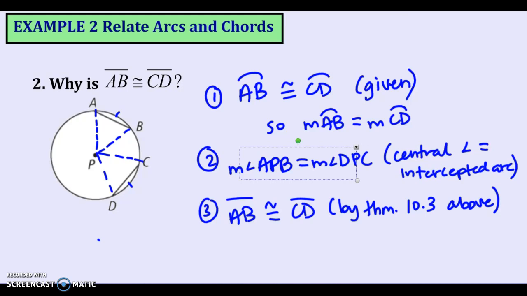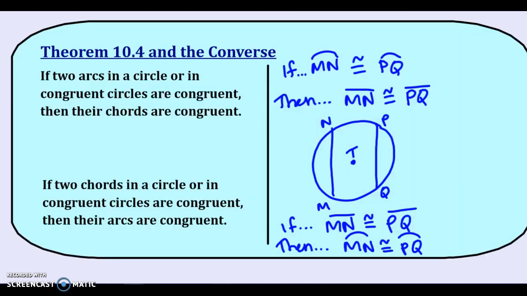That leads us to our second theorem. Given the same arc, we can say we have congruent segments. So theorem 10.4 in the converse, if I know that my arcs are the same, then I know these chords are also going to be the same. And vice versa. If my chords are the same, then my arcs are also the same.